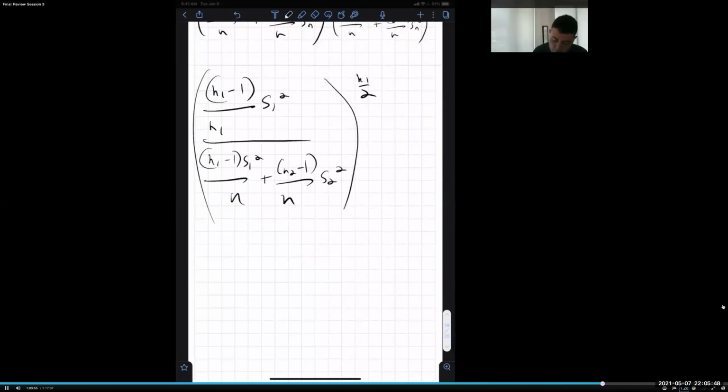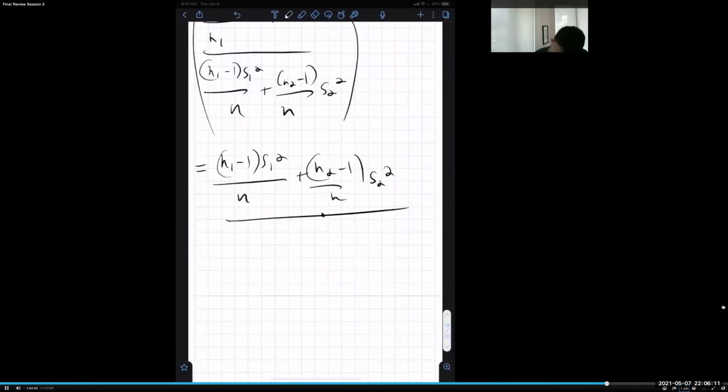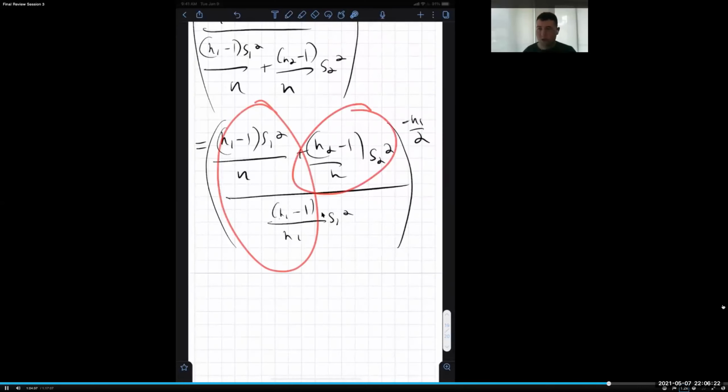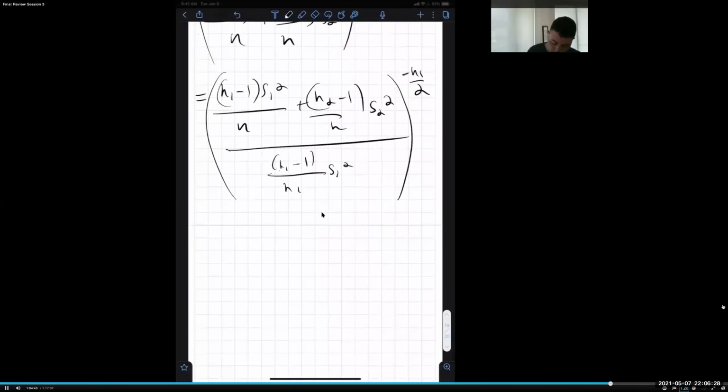Okay, so if we flip this, this will become a negative here. This equals, and this is horrendous to write, plus n2 minus 1 over n s2 squared, divided by 1 minus 1 over n1 s1 squared, to the power of negative n1 over 2 now. Now we can cancel these and get this in terms of the ratio finally. That's my goal here.